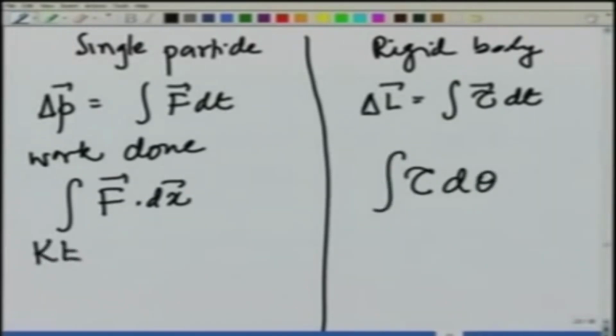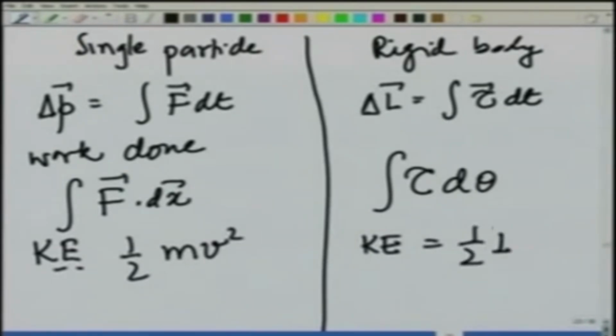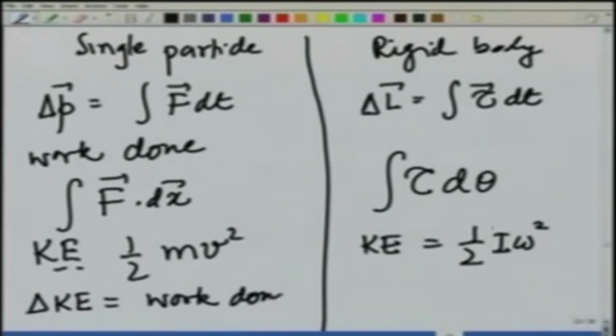Kinetic energy is 1/2 mv square. Kinetic energy in this case we derived was 1/2 I omega square. Work energy theorem tells you that delta KE is equal to work done. Same thing here, delta KE is equal to work done.